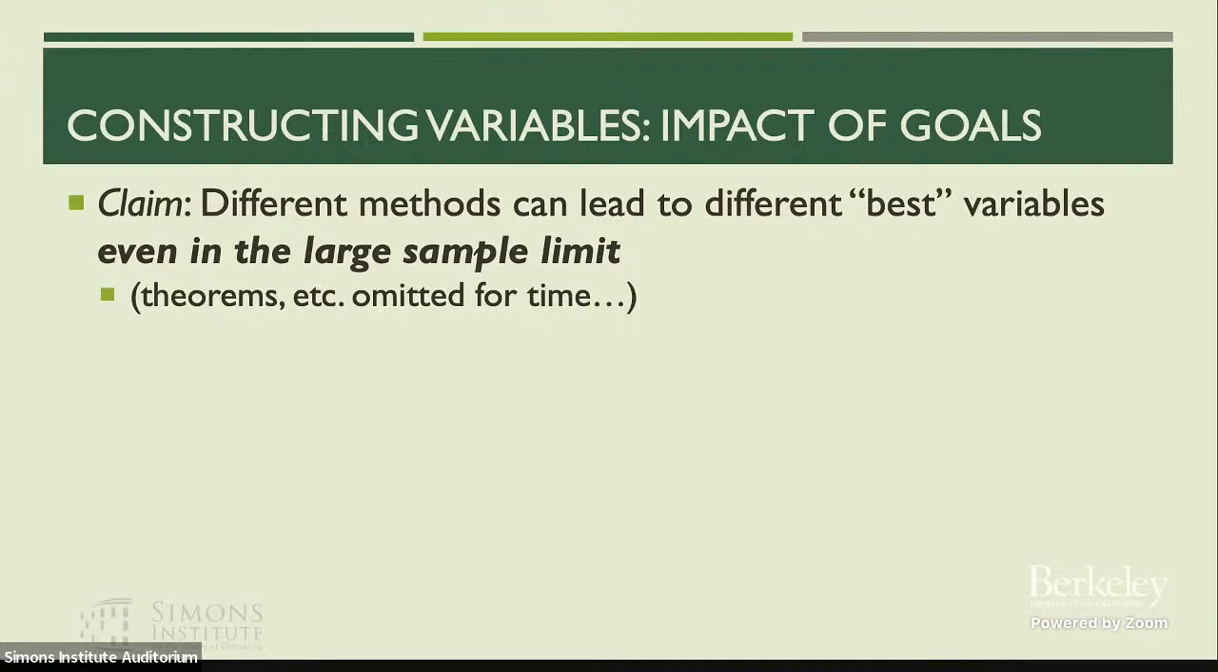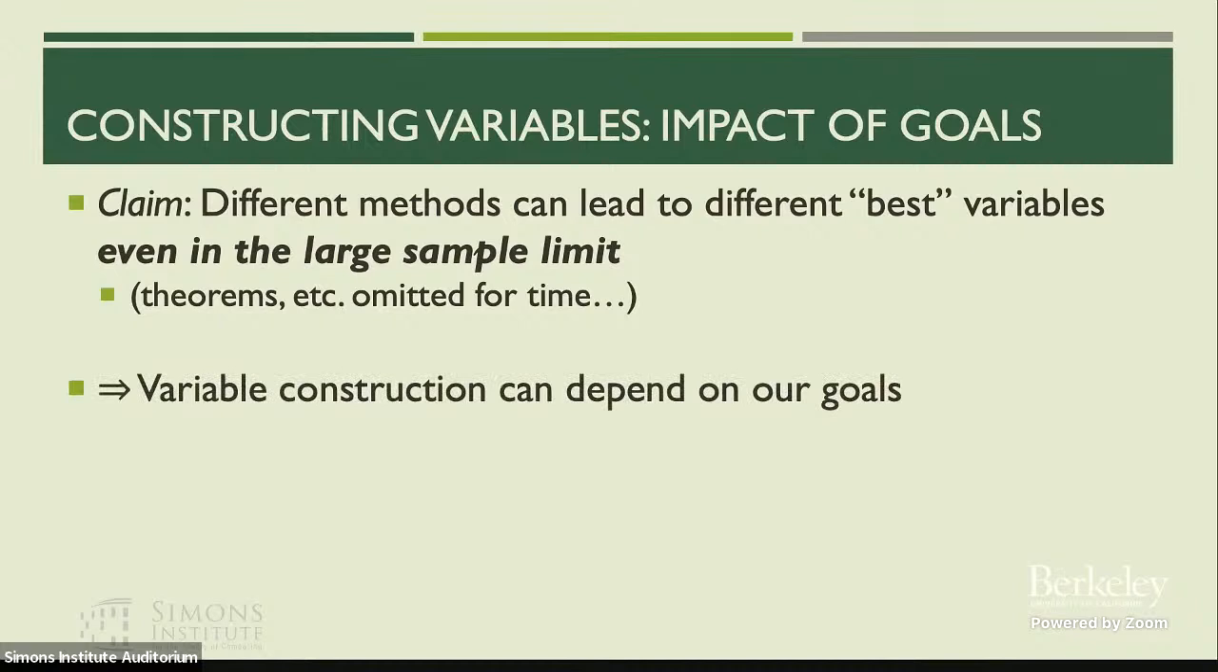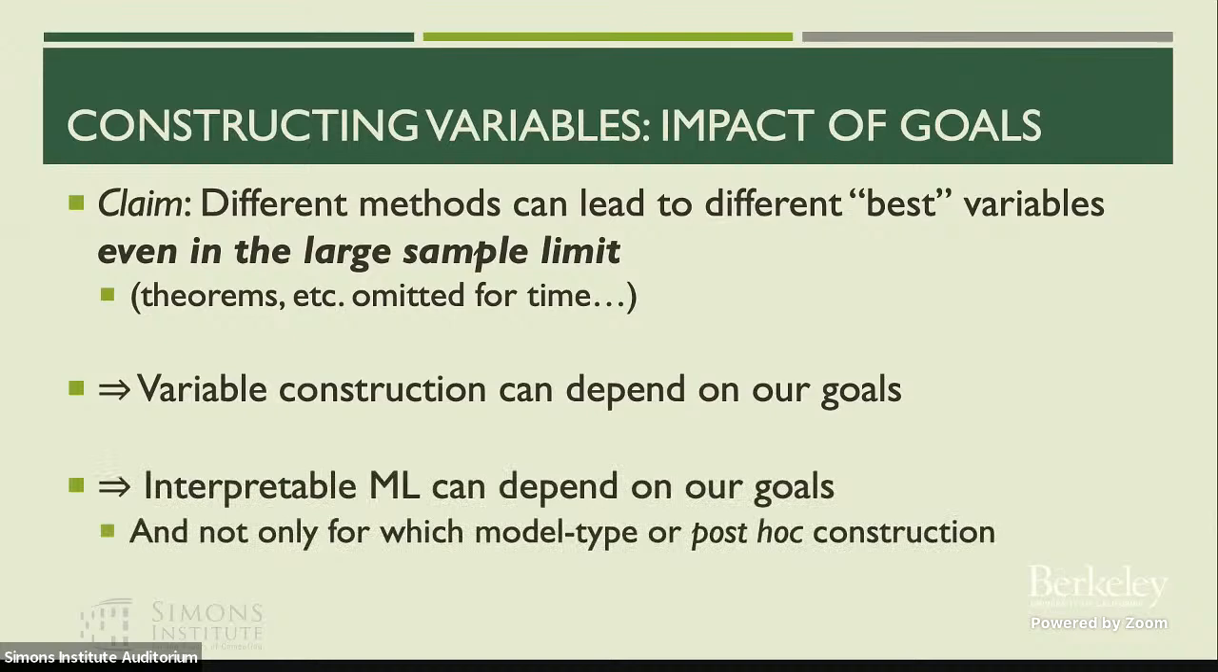That's the sense of strong incommensurability: it's not like there's a subset, like the causal ones, and then there's everything else. They are not translatable into each other without loss of information unless you go all the way back down to the measured variables. So what that means is that this technical result, when combined with the previous slide, means that which variables we construct are going to depend on our goals. And so therefore, our interpretable machine learning depends on our goals.